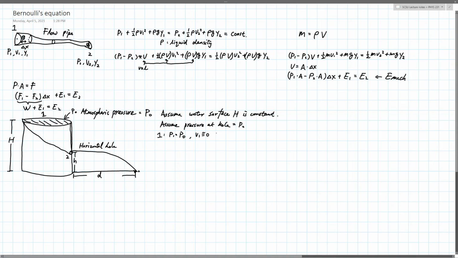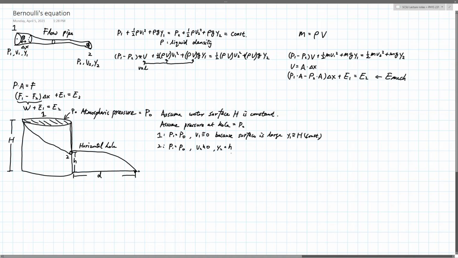because the surface is large compared to the hole's cross-sectional area. We also have y1 is a constant, right? And at 2, we also assume that pressure is about the atmospheric pressure, and V2 is no longer 0, and it's fast. And then y2 is equal to lowercase h. Okay, this h doesn't change.